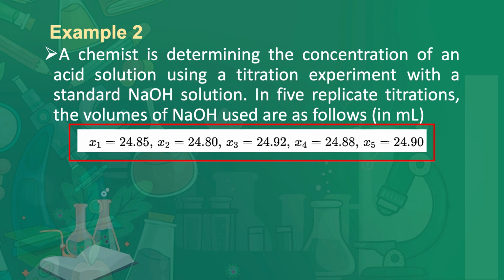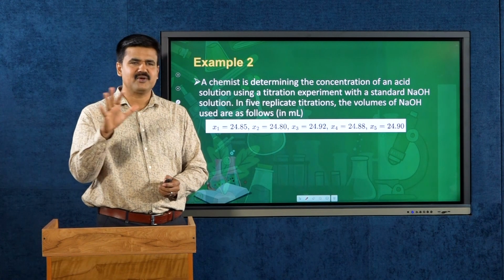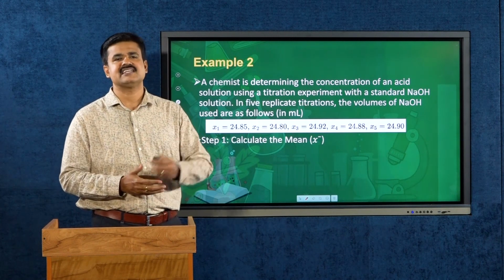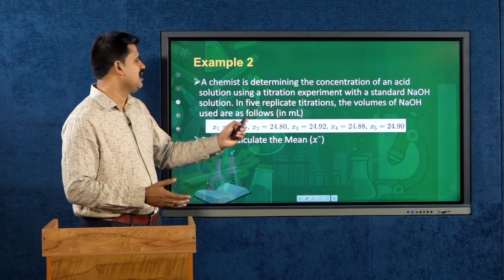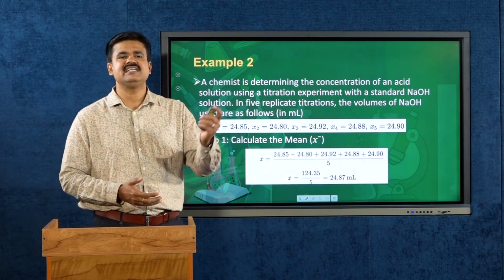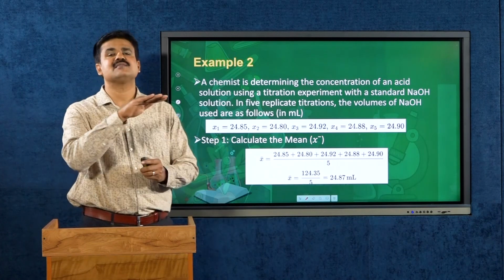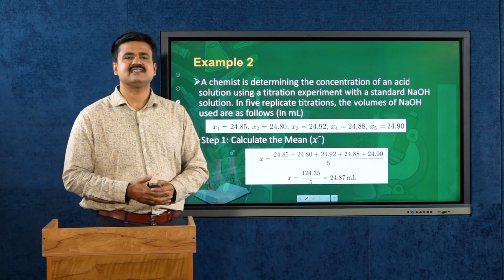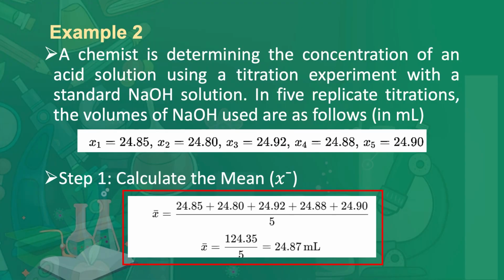The data values are in volumes in ml. First data 24.85, second one 24.80, 24.92, 24.88, and the final value is 24.90. So, you have to compute the standard deviation of these 5 sets of volumes, and we can proceed in a systematic way as in the previous problem. You have to calculate the mean of the data, and the mean is calculated by using the expression. You have to sum all these values and divide with the total number of values, and x bar of the set of data is equal to 124.35 divided by 5, that is equal to 24.87 milliliter.